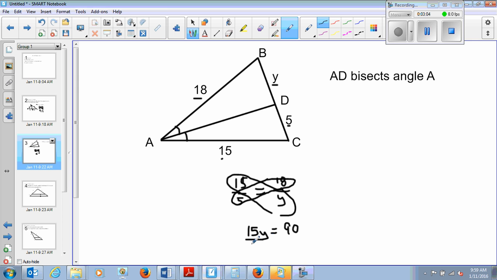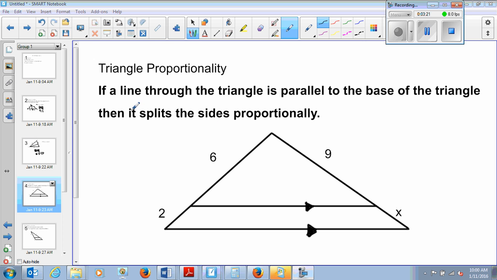But we divide both sides by 15. 90 divided by 15. y actually ends up equaling 6. And there you can see that 6 is 1/3 of 18. 5 is 1/3 of 15. Here's another proportionality part we get to. If a line through the triangle is parallel to the base of a triangle, then it splits the sides proportionally.